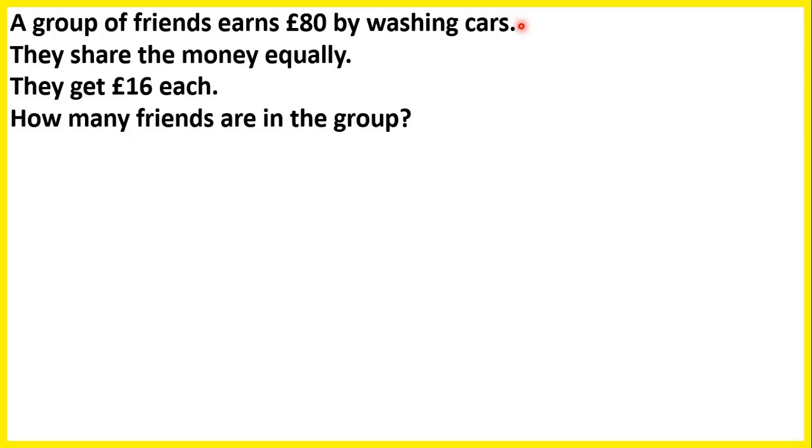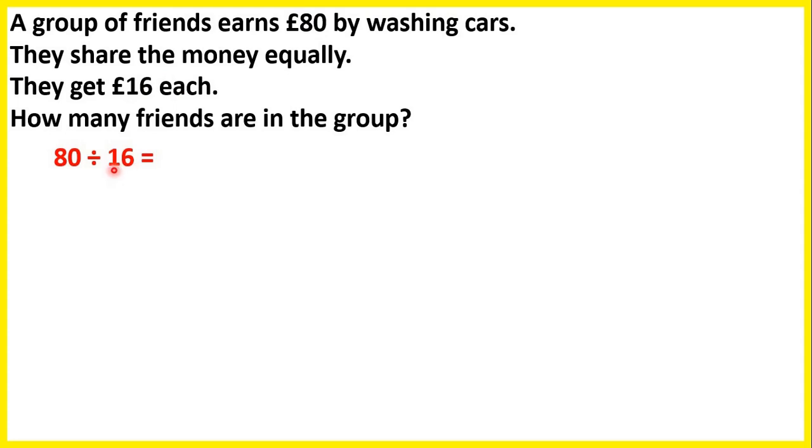A group of friends earns £80 by washing cars. They share the money equally. They get £16 each. How many friends are in the group? So because we know that they share equally, we know that we need to divide the total by the amount that each of them get. So work out 80 divided by 16.